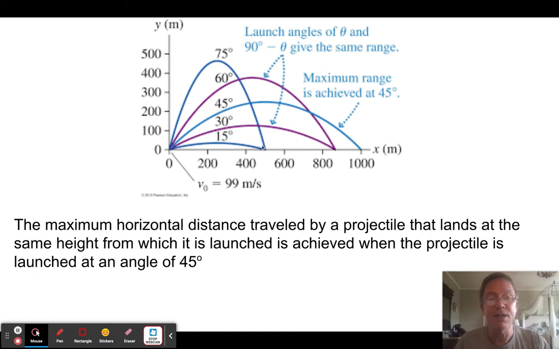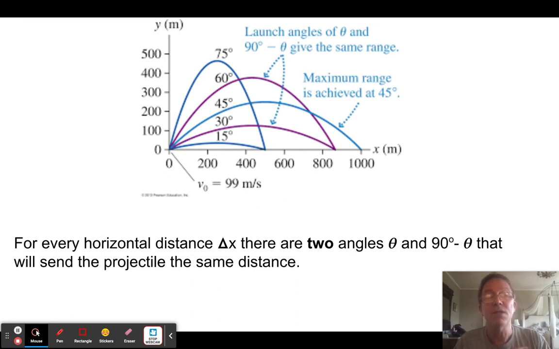And interestingly, and it makes sense when you think about it, for every angle that puts it a certain distance, there's another angle that puts it there as well. Here's how you would find that. Let's go with 45 goes the furthest. But if I shot it at 30, it would only go to here, right? So if you say 90 minus 30, what do you get? You get 60. So 60 would also send it the same distance. Why? Because 60 is 15 above 45, and 30 is 15 below 45. And they're going to put it the same distance.